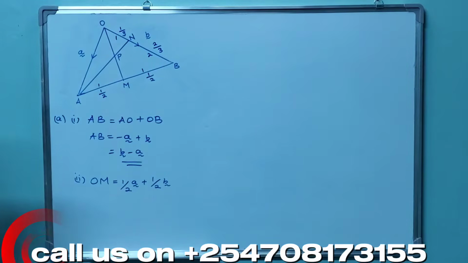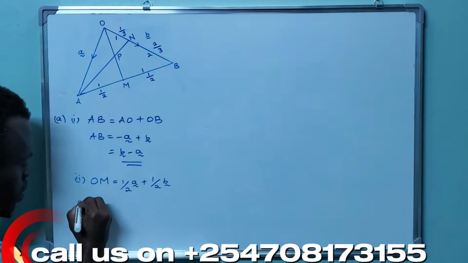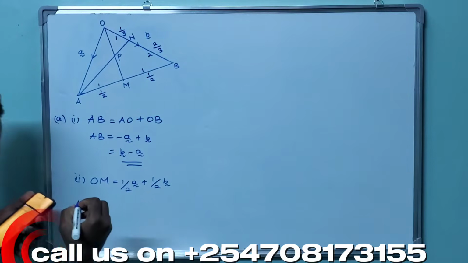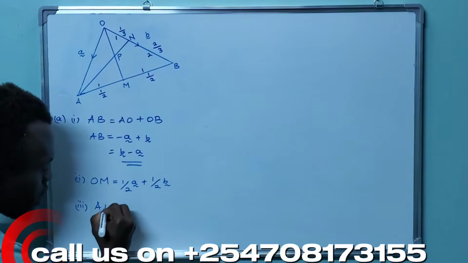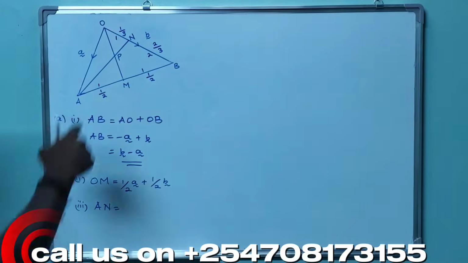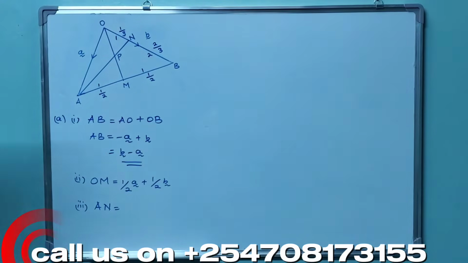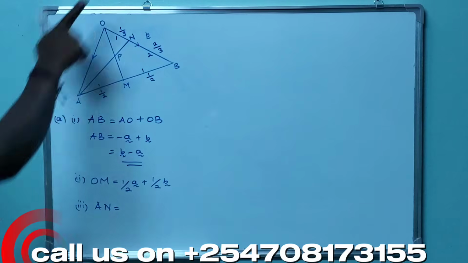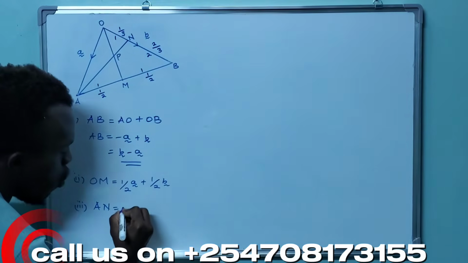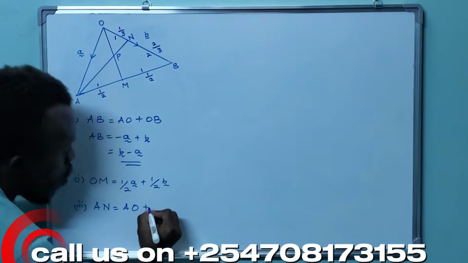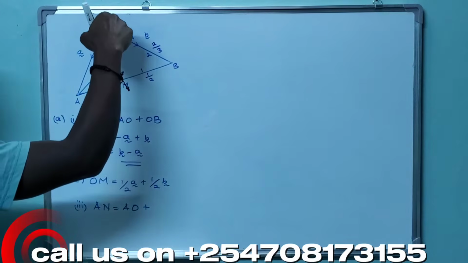Now, Roman 3, you're being told to get AN. That is AN. Now, which direction am I going to use? I'll use this direction. That is AO plus ON.